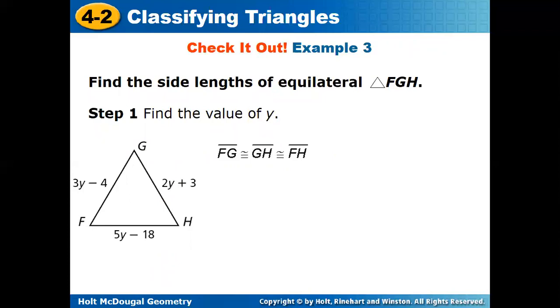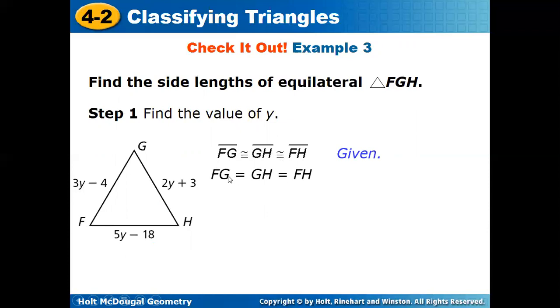Solve it alone, stop the video, then come back to check your answer. It's given that the three sides of this triangle are congruent. So the type of this triangle is equilateral. It's written here, it's an equilateral triangle. So the three sides are congruent, so the lengths of the three sides are equal.